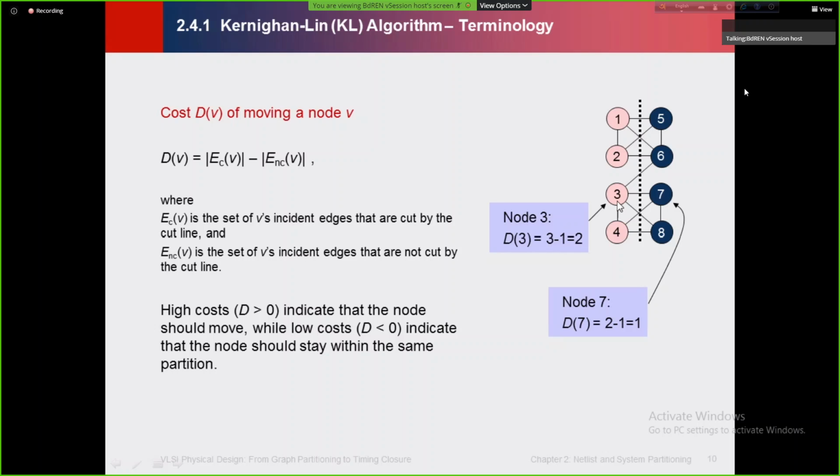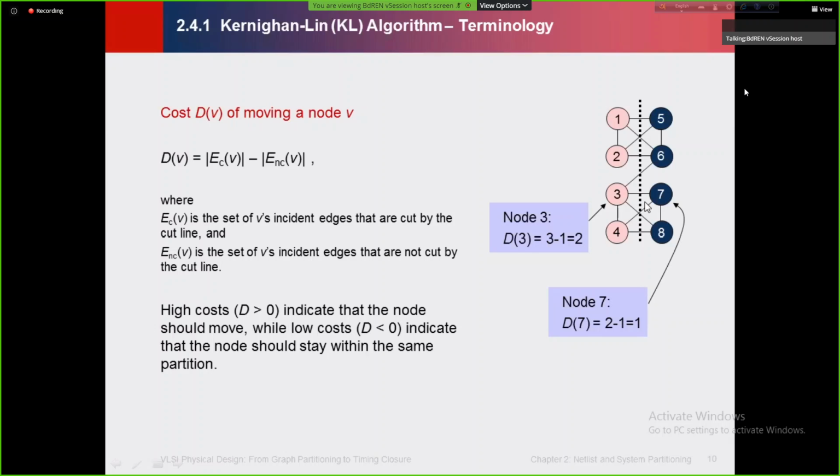These 3 lines are the cut lines, the crossing lines. So we call it cut. This 3 is called cut line, and the 1 is called uncut line. 3 to 4, this is uncut. So now the total cost for this node will be 3 minus 1 is equal to 2. That will be the cost for node 3.